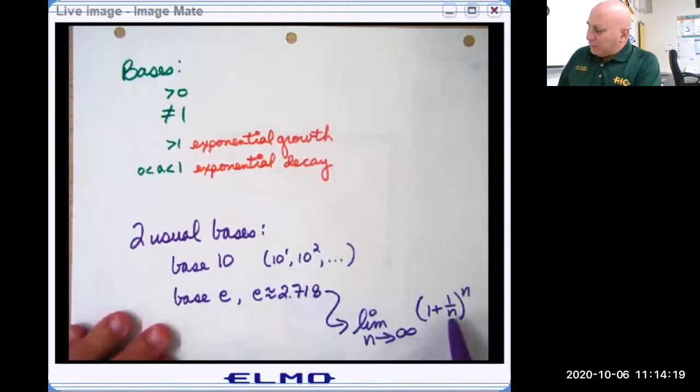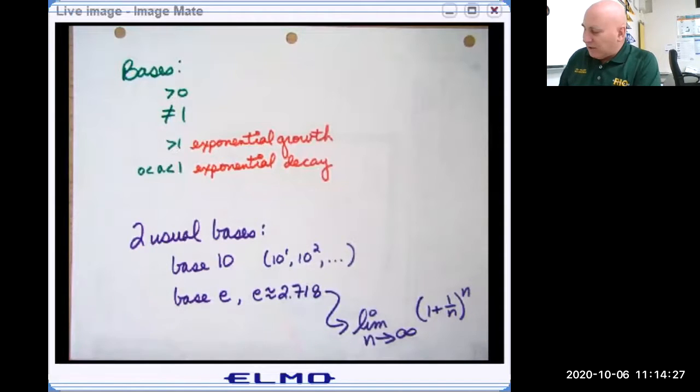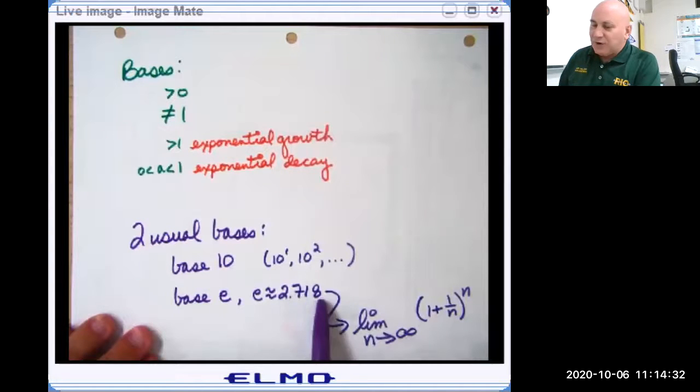Try it. Put n equals 100 in and see what you get. Put n equals 1,000 in, see what you get. n equals 10,000, see what you get. And you'll see you're getting closer to a number that starts with 2.718.